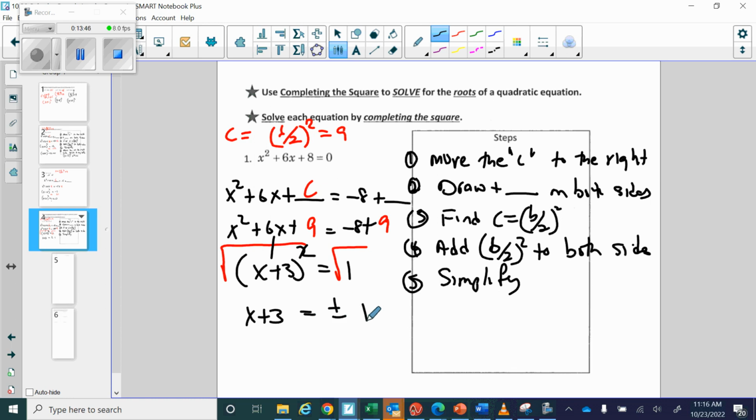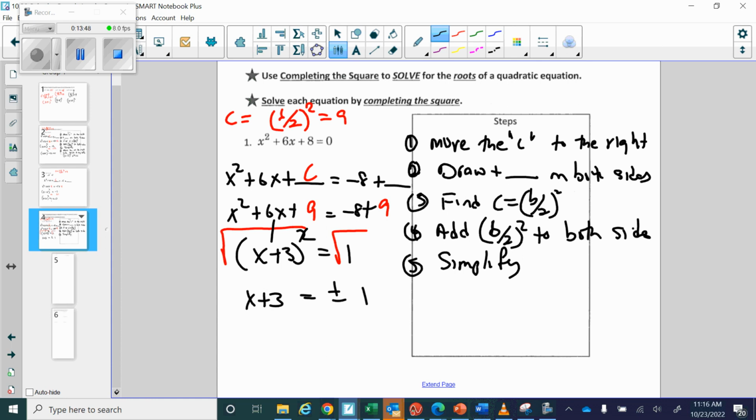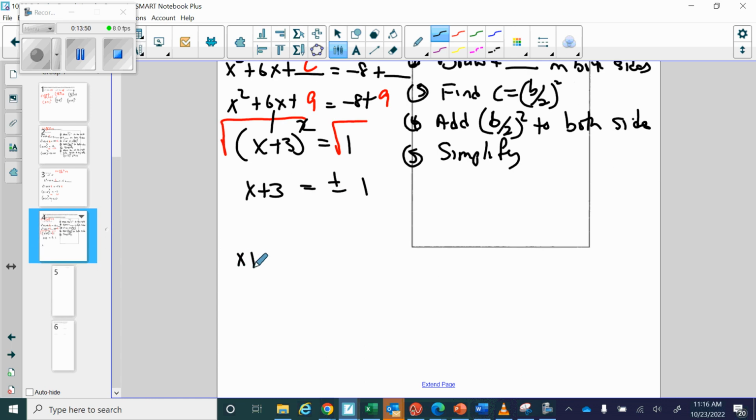So now I'm going to have 2 equations. I'm going to have x plus 3 is equal to positive 1, and the other one, x plus 3 is equal to negative 1. And this is a quick one-step equation. So to solve for x, minus 3 on both sides, that gives me x equal to negative 2. Minus 3 on both sides, x equal to negative 4. All right. Let's try another one.